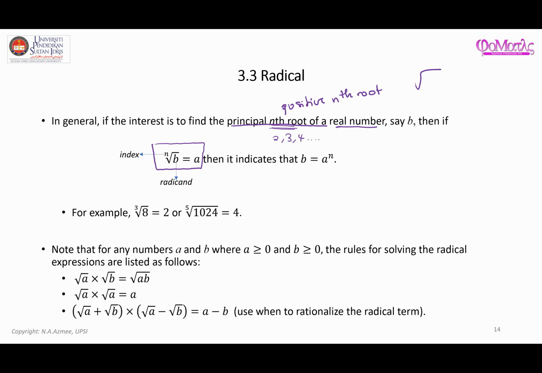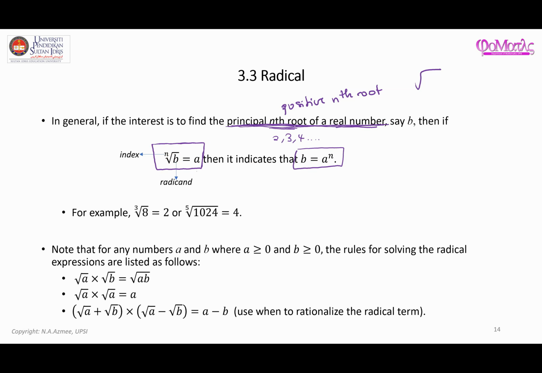So for example, this one can be 3, 4, 5, and this can be 3, 4, 5. This is what we call the radicand. B is the radicand. This is what we call the index. And this is what you can mathematically write to find the principal nth root of a real number. So once you get this, it indicates that b is equal to a to the power of n.